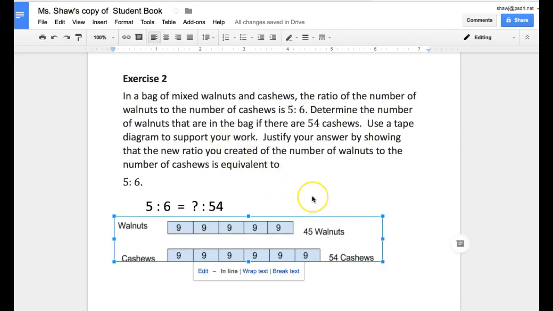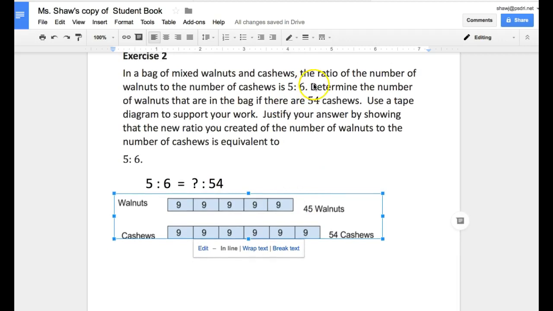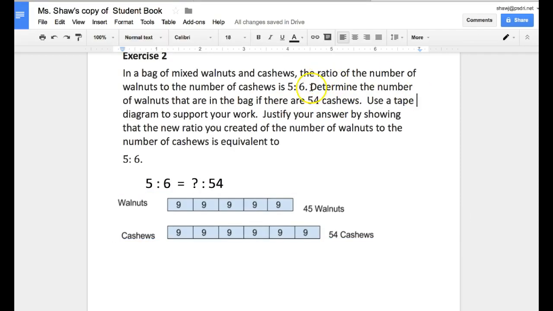Okay, so let's go back and see if we've figured everything out. We were to determine the number of walnuts that are in the bag if there are 54 cashews. So let's underline that. Okay, we were to use a tape diagram to support our work, and we did. Now we had to justify our answer by showing that the new ratio you created of the number of walnuts to the number of cashews is equivalent to 5 to 6.